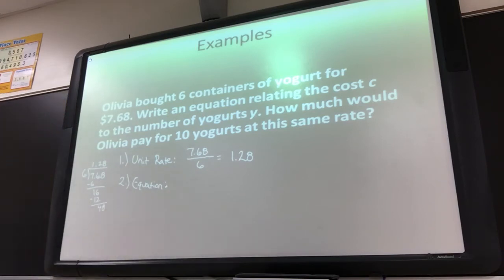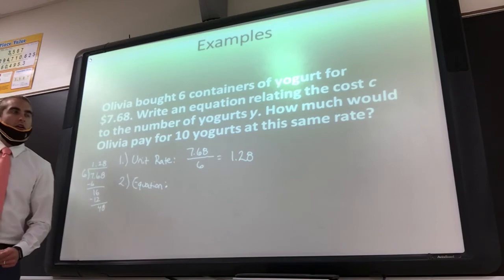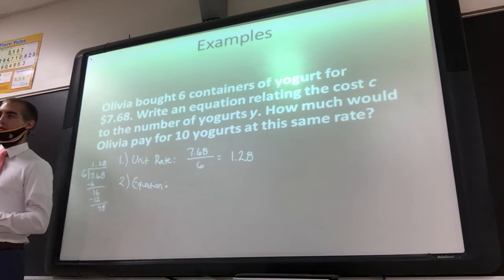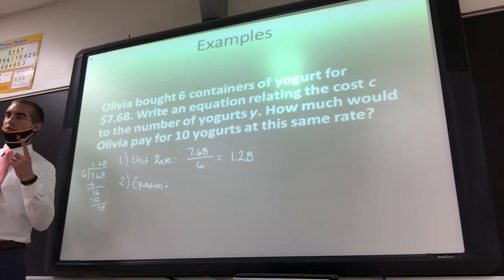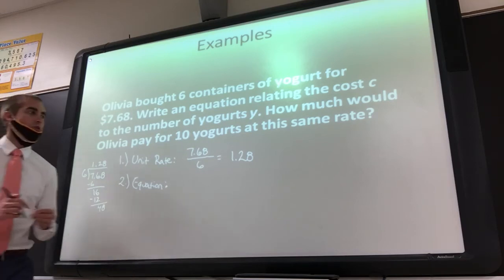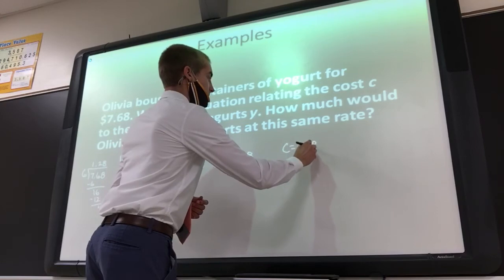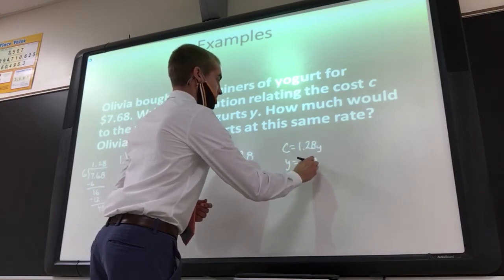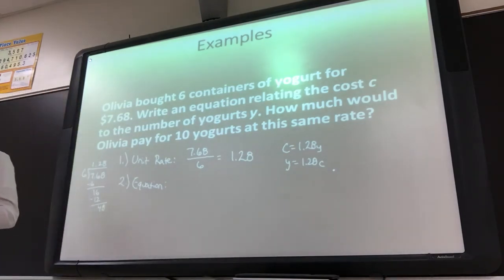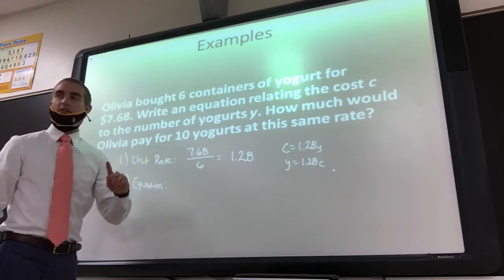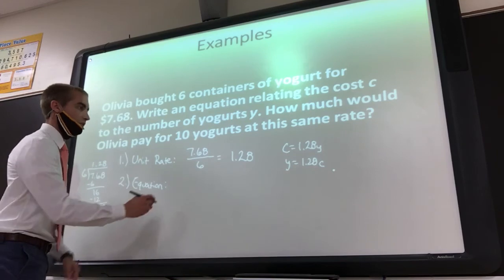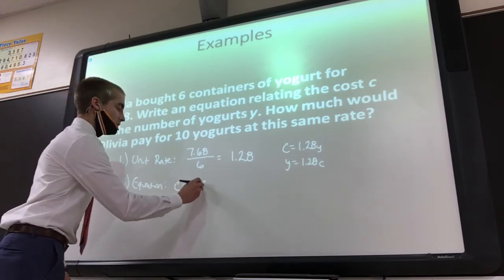So step two is we're going to plug in the unit rate into that equation. So we've got C for cost and Y for yogurts. So is it cost equals 1.28 times number of yogurts? Or is it number of yogurts is cost times 1.28? Which one makes sense? This? Or that? The top one, yes. The cost would be 6 times 1.28, which is 7.68. So the cost is going to be the number of yogurts times 1.28. So C equals 1.28 y.